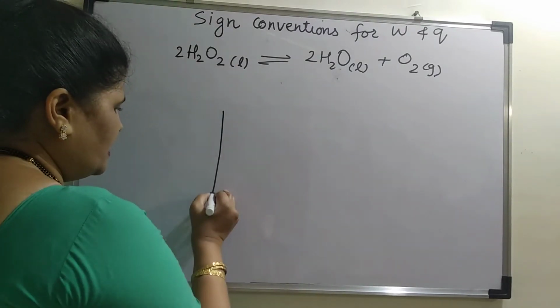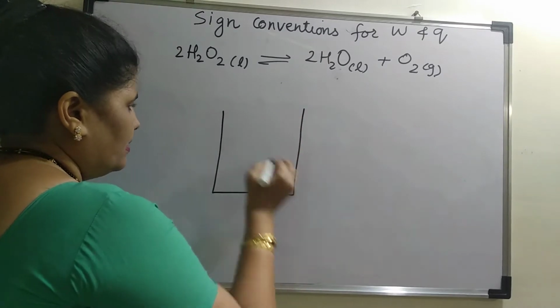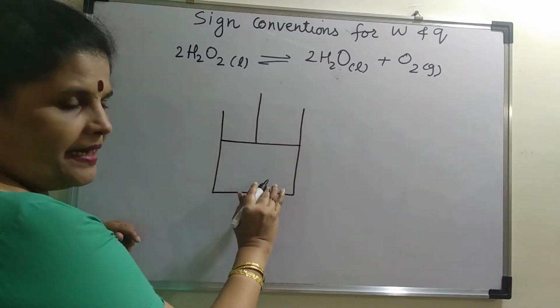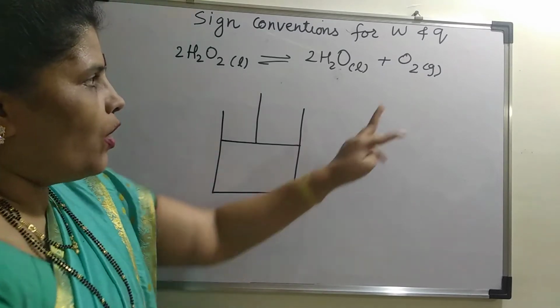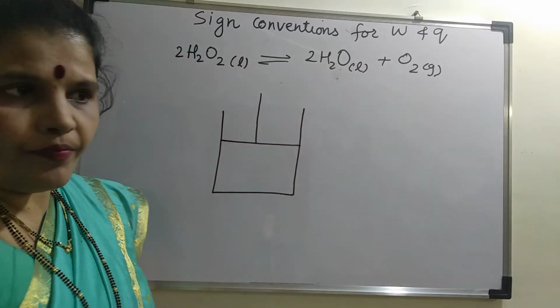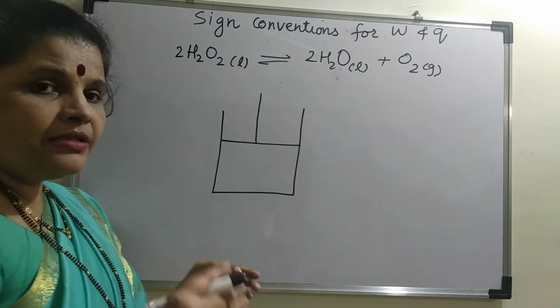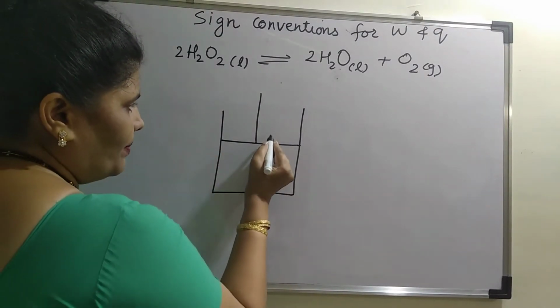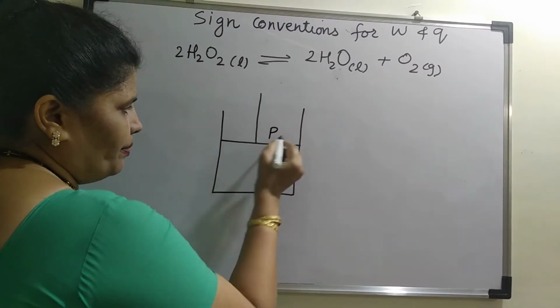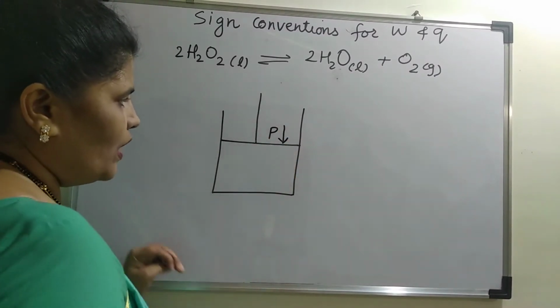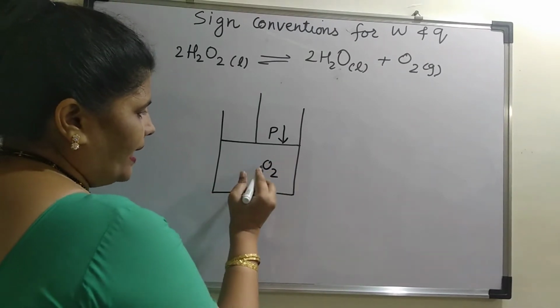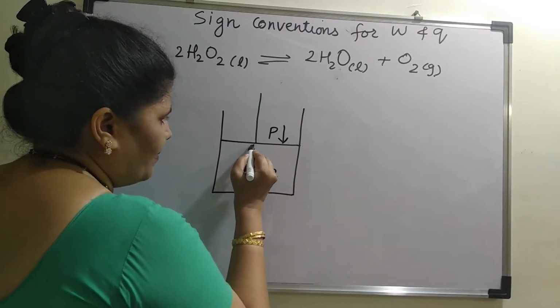Now, if I see the cylinder here, it is attached to the piston. When the reaction takes place, oxygen gas is getting formed. And you know that, being lighter, it will try to rise in the cylinder. Now, the pressure which is acting here is P onto this gas. As the oxygen gas is getting formed, it will push the piston up.